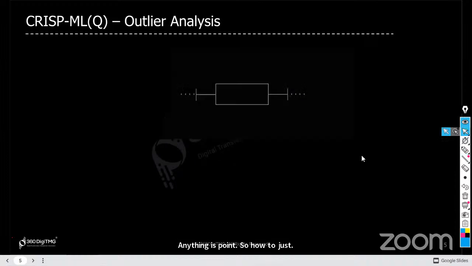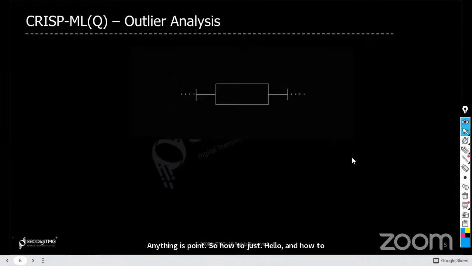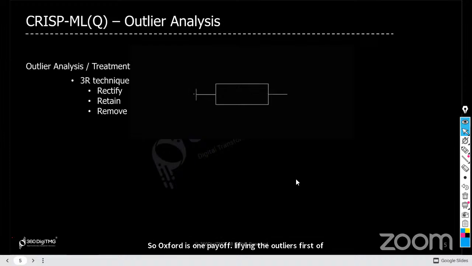We will see what is present. As we have discussed before, when we are talking about outliers, we always use a box plot. So box plot is one way of identifying the outliers. First of all, we have outlier analysis or treatment. Within that, we have a technique called the 3R technique. So what do you mean by the 3R technique?